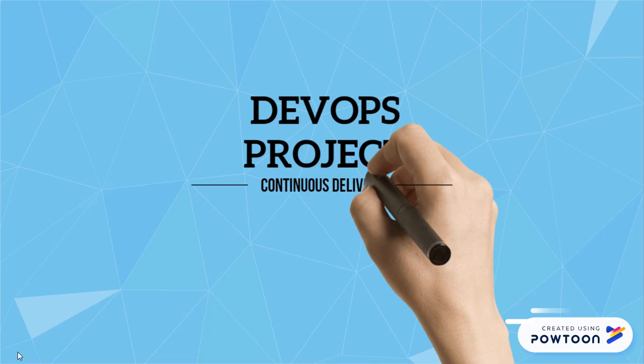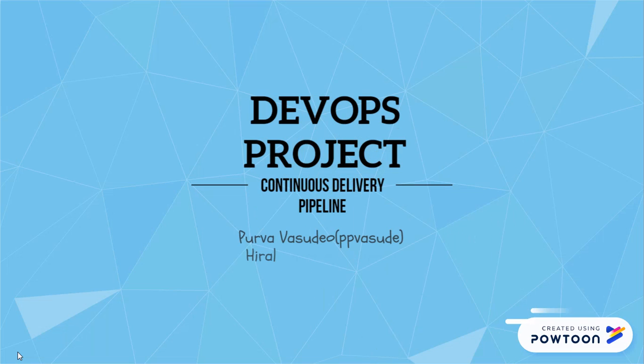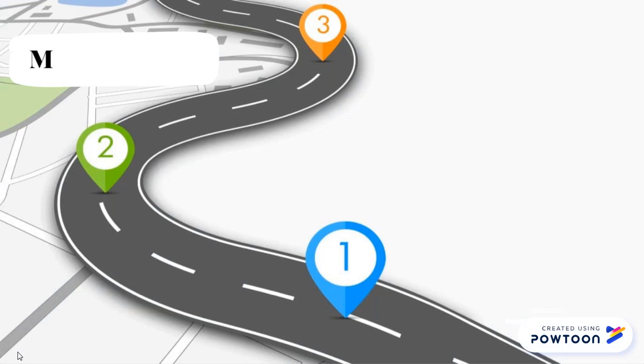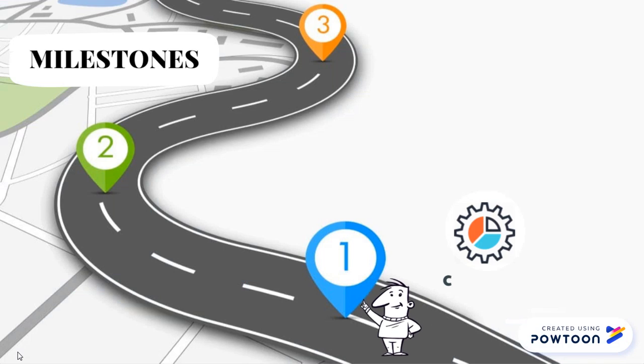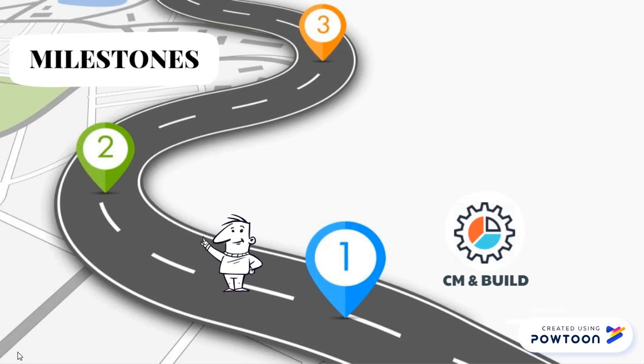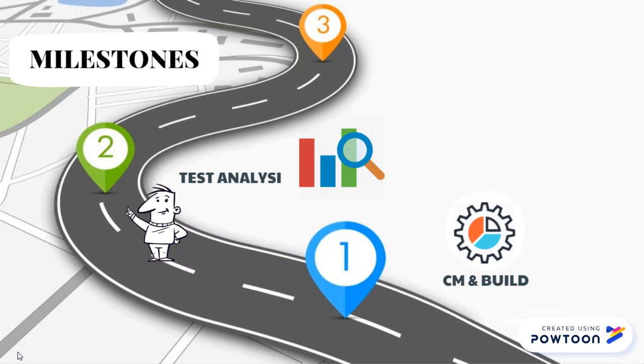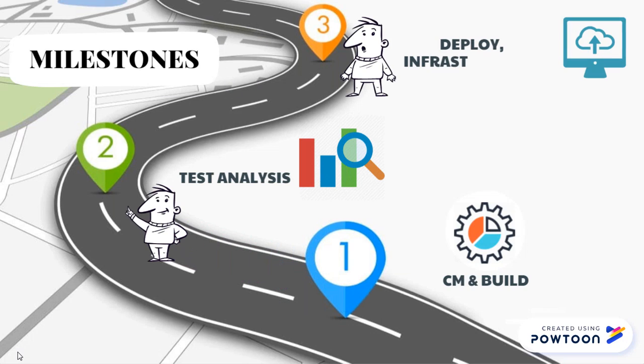DevOps project pipeline we have built, and this is our team. So these are the milestones we have accomplished. First was the configuration management and build milestone, then we did test and analysis, and the final milestone had 3 components: deploy, infrastructure, and something special.